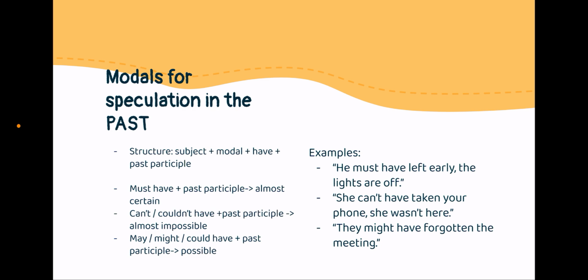So the next example is: She can't have taken your phone. She wasn't here. So the subject is she, and then the modal is can't because it's almost impossible that she took your phone. That's why you use can't. Have, that is mandatory, and then the verb to take in the past participle, taken. And now the last example is: They might have forgotten the meeting. So you can see that the verb to forget is in the past participle. They use have and they're using the modal might because they're not sure about it, but there's a possibility that they have forgotten the meeting.